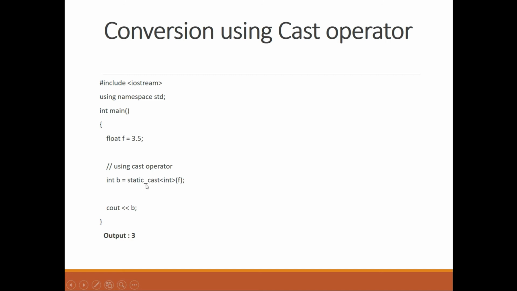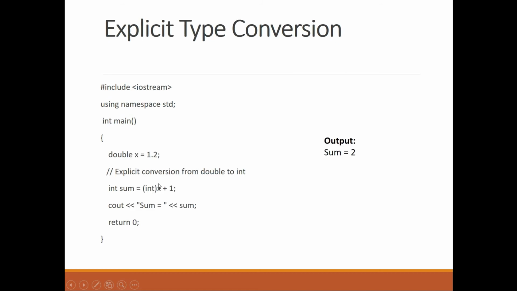So now static_cast, your destination is integer, and f is nothing but your float value, that is 3.5. So 3.5 I am trying to convert to integer. Now see, cout b gives me a value of 3, not 3.5. So this is conversion using a casting operator. It is an example of explicit type conversion. You can either give it in this fashion using static_cast, or you can also give it in the form of brackets like this. This is also possible.